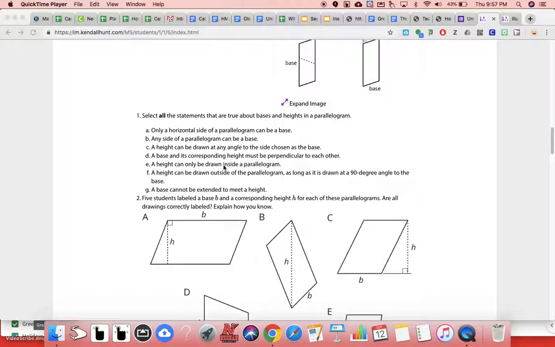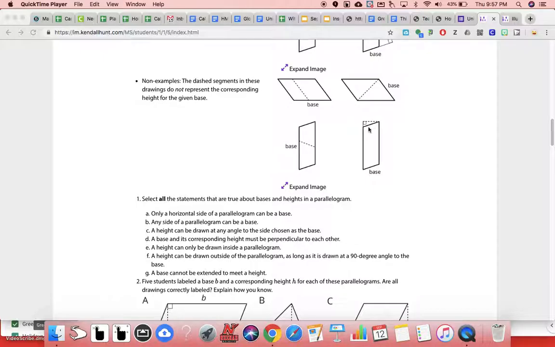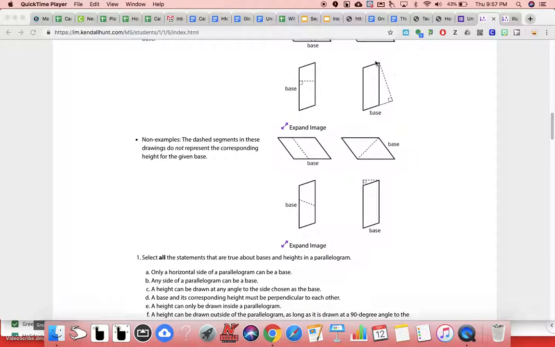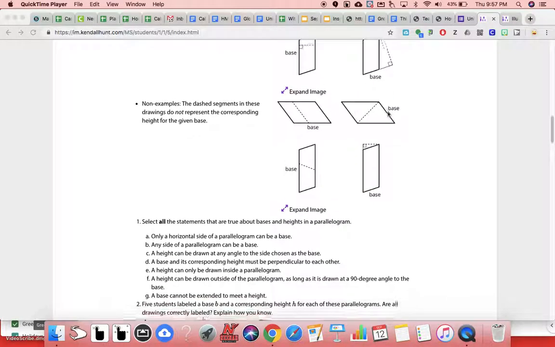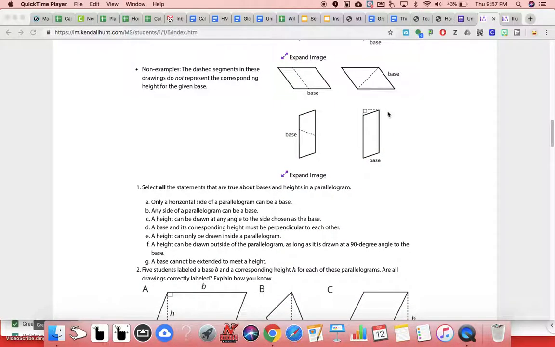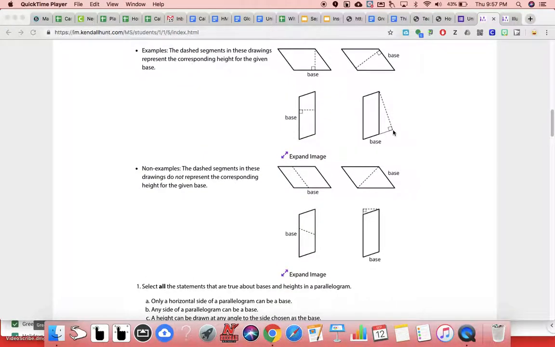E is false. The height can only be drawn inside the parallelogram is false. It can also be drawn outside the parallelogram, as in this example here. G is false. A base can be extended to be able to find the height, as long as we go from base to its opposite side.